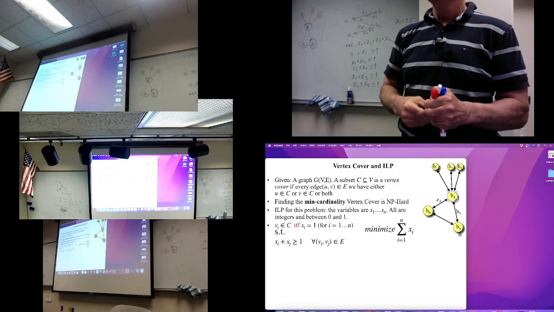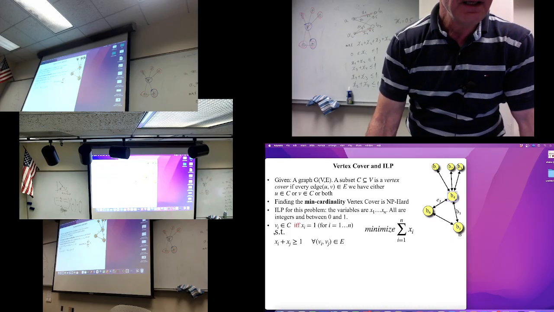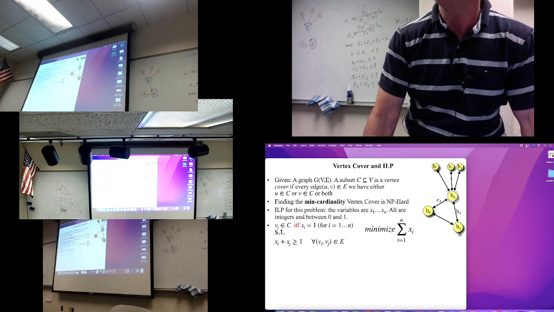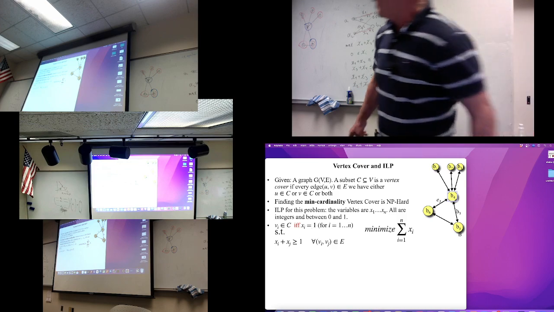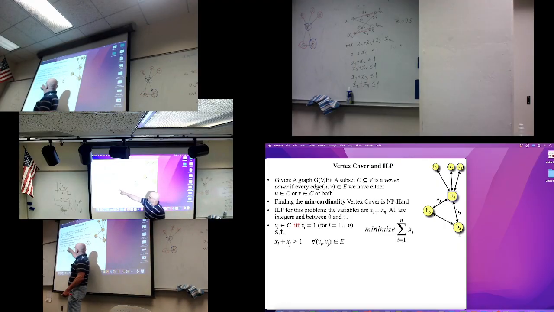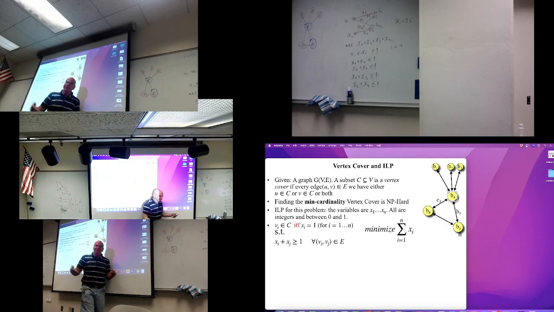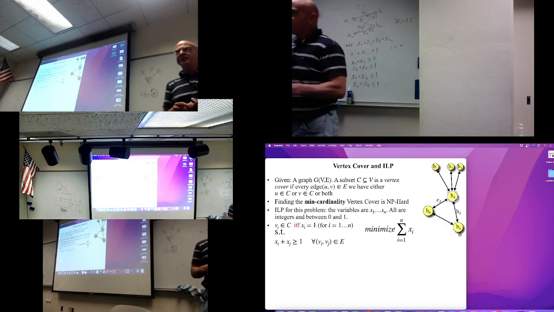Let's solve it with ILP. So I'll have a variable xi for each one of the vertices. In the matching, I had a variable for each one of the edges. Now I have a variable xi for each one of the vertices of the graph. And as before, xi will be a Boolean variable. If xi is 1, it means that the vertex vi will be in my vertex cover. And if xi is 0, then vi is not in the vertex cover.